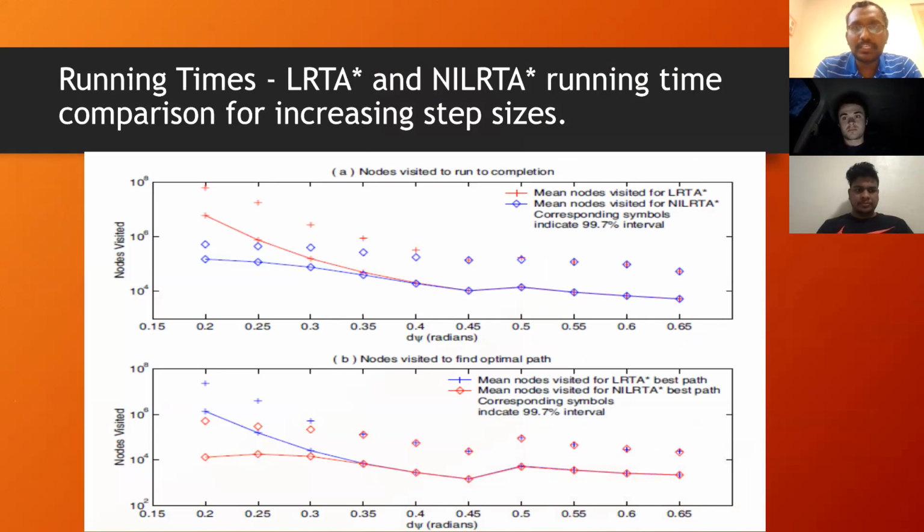These are the running times for both the algorithms with increasing step size. We can see from figure A, for a smaller number of targets, the nodes visited by each scheme are different. For figure A, at 0.2, it is rising to 10 power 6. It's a huge number. In the other case, at 0.2, it is near 10 power 6. That means the number of nodes visited by this LRTA algorithm is very small compared to the other.